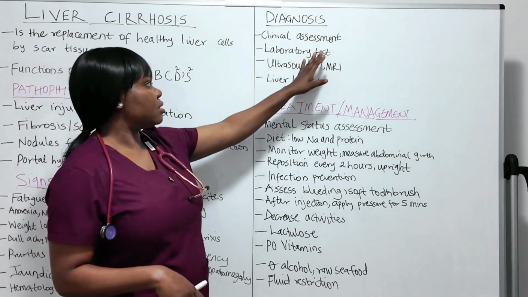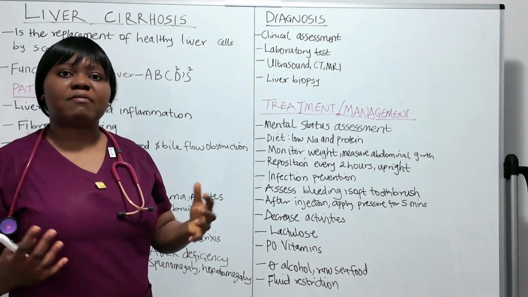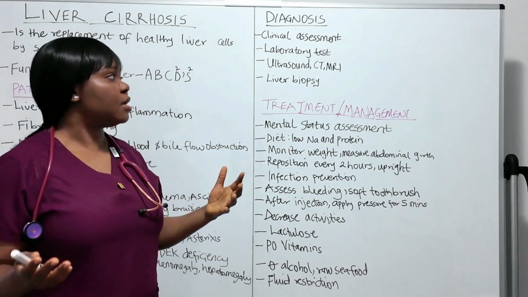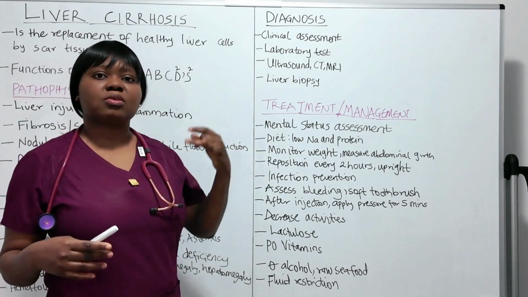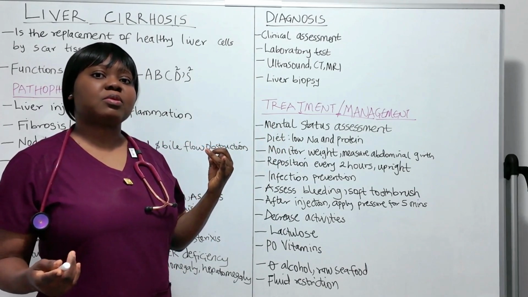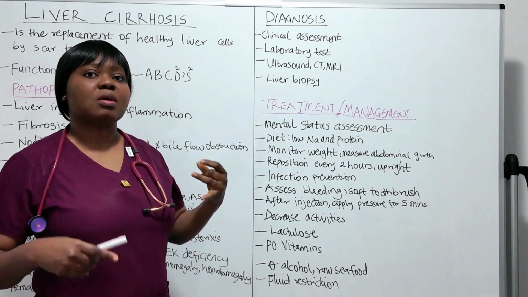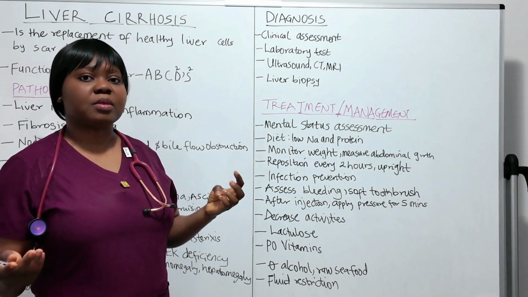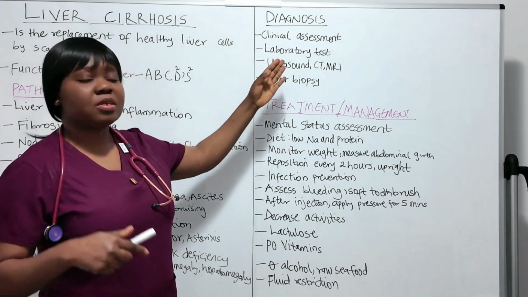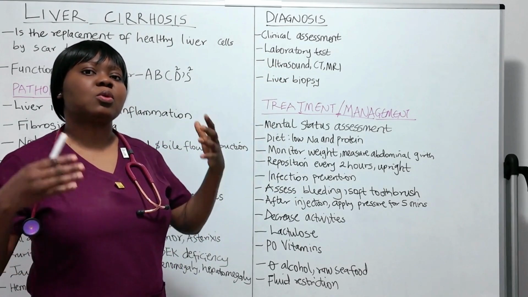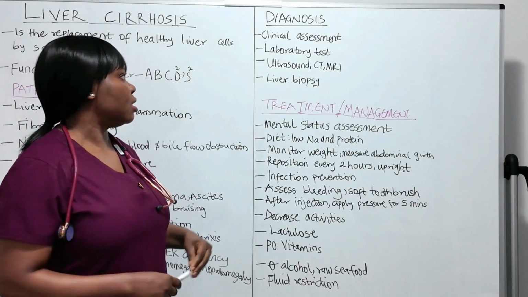The laboratory test, they do some liver function tests. There will be elevated liver enzymes like AST and ALT. Even bilirubin is going to be high. Bilirubin is a byproduct of red blood cell breakdown. But when the liver is not able to properly remove it from the body, then the bilirubin is going to be high. Ammonia too will be high because the liver will not be able to detoxify the ammonia.